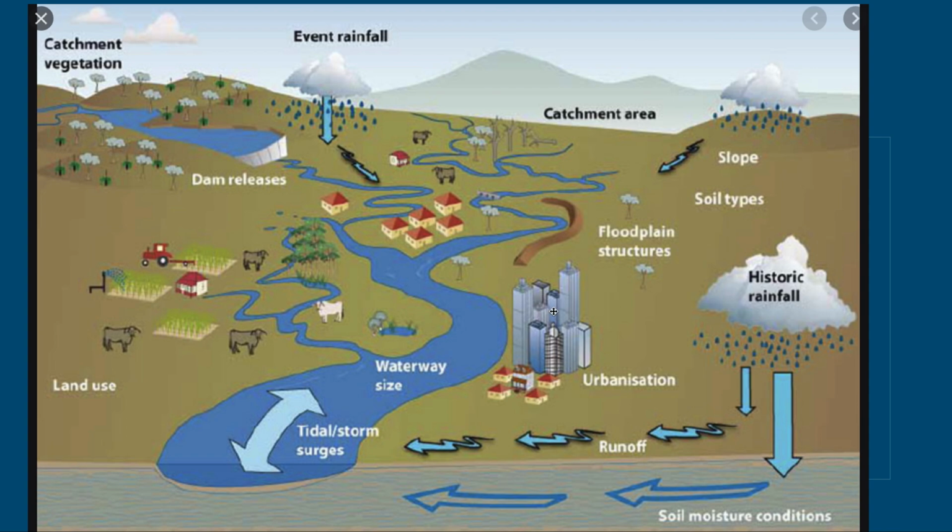So as mentioned earlier, if an area is urbanised, there is more chance of flooding because there are more impermeable surfaces, but in addition to that, there are more people at risk of flooding. Floodplain structures: if anything is built on the floodplain, it can lead to an increase in flooding. We have vegetation up here. The more vegetation there is in a catchment area, the greater the infiltration, and therefore flooding is reduced.